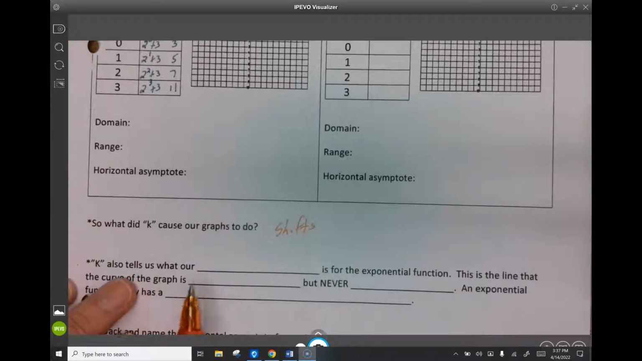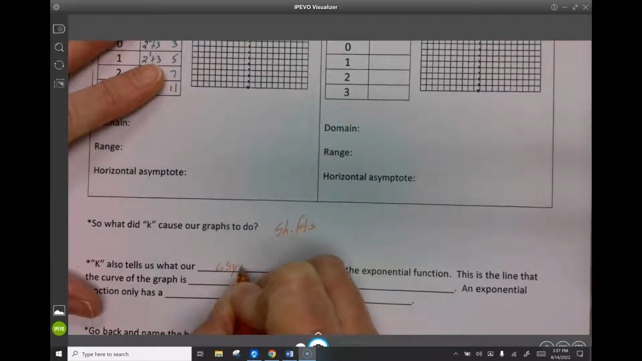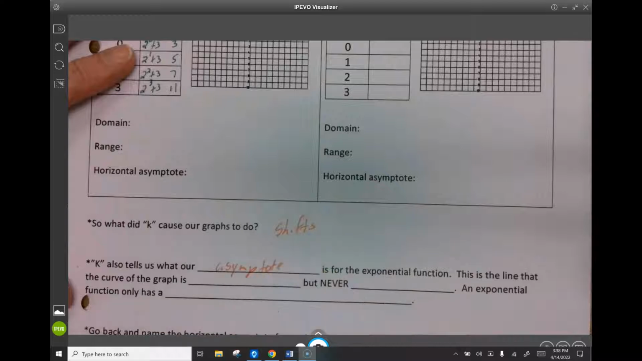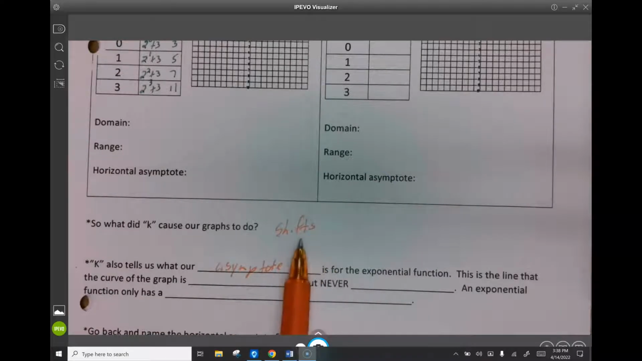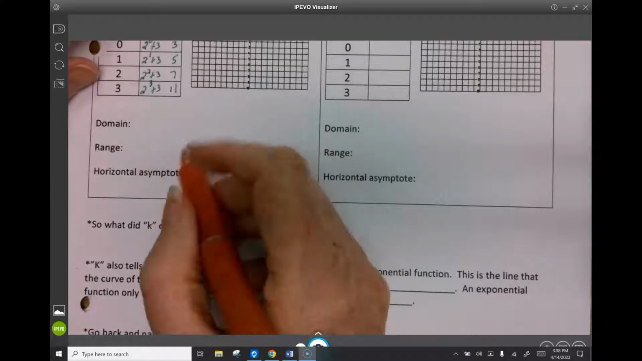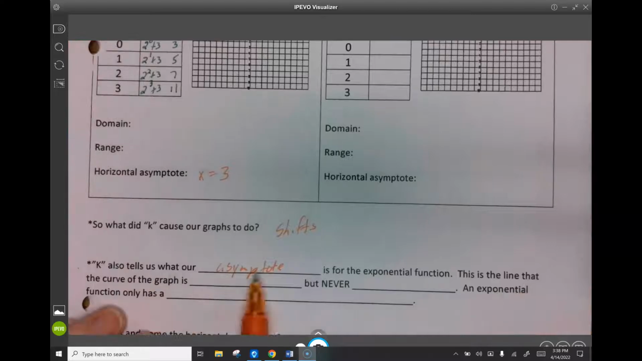K also tells us what our asymptote is for the exponential function. So K tells us the asymptote. So if I go back up, my horizontal asymptote is x equals 3. Okay? This is the line, talking about the asymptote.